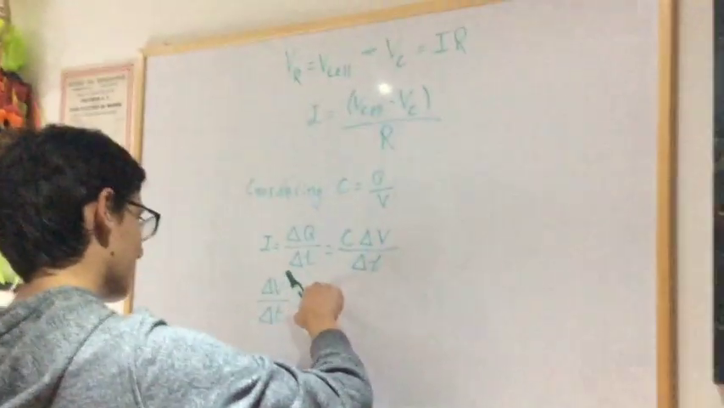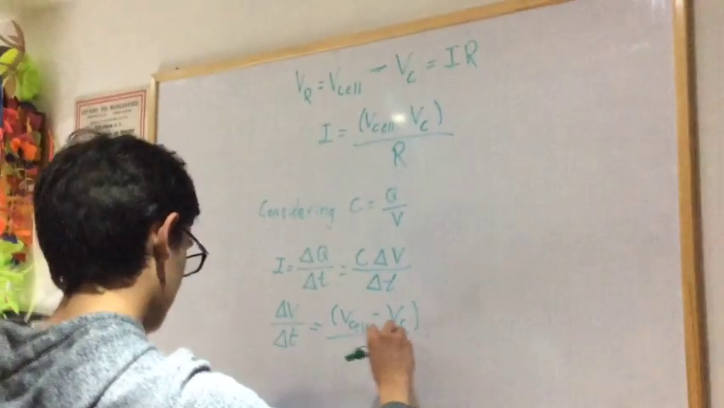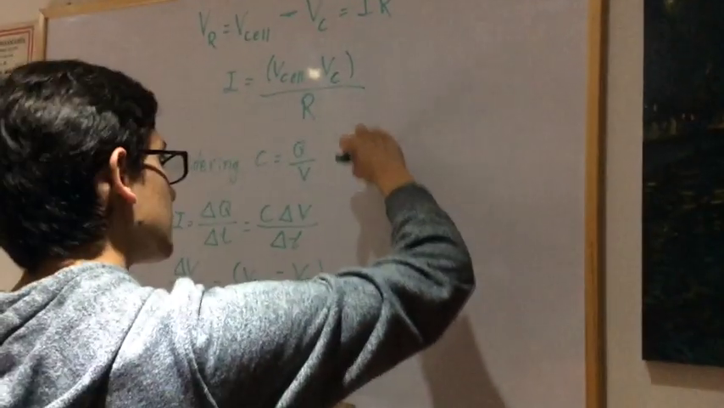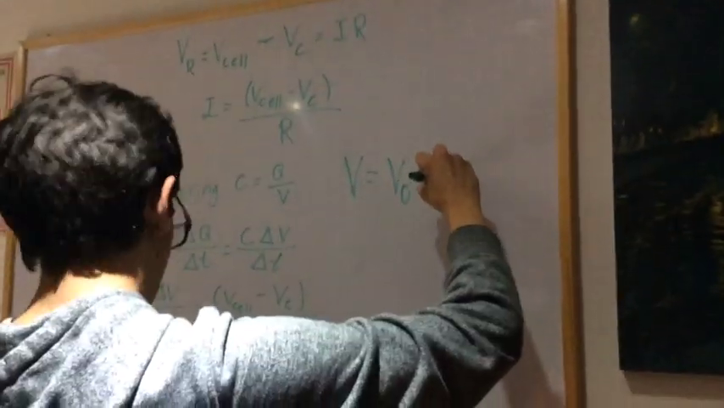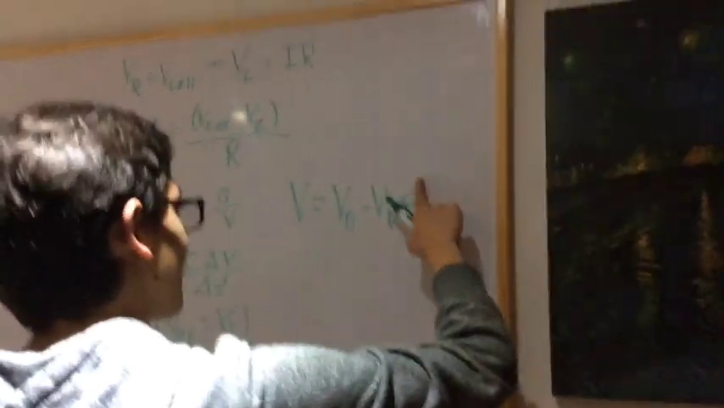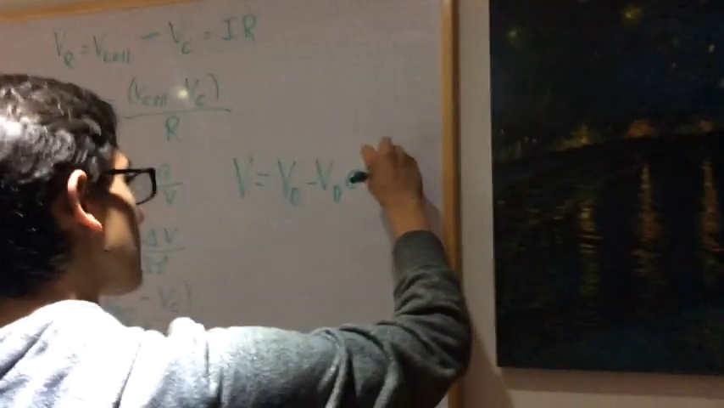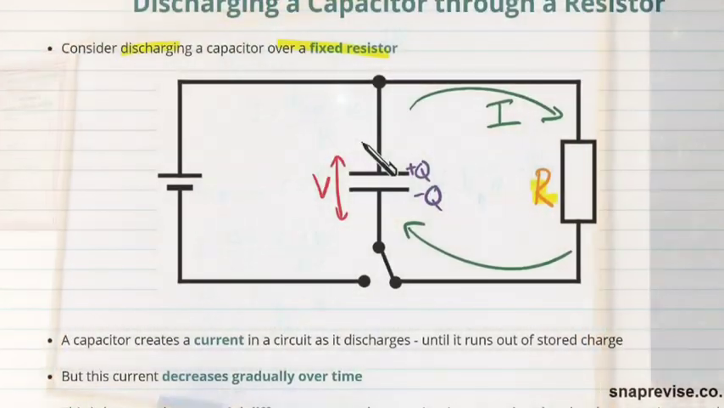Rearranging and substituting these two equations gives us that the rate of change of voltage is equal to the voltage of the cell minus voltage of the capacitor over resistance times capacitance. This makes the charging curves follow the equation voltage is equal to peak voltage minus peak voltage times e to the power of minus t over resistance times capacitance.